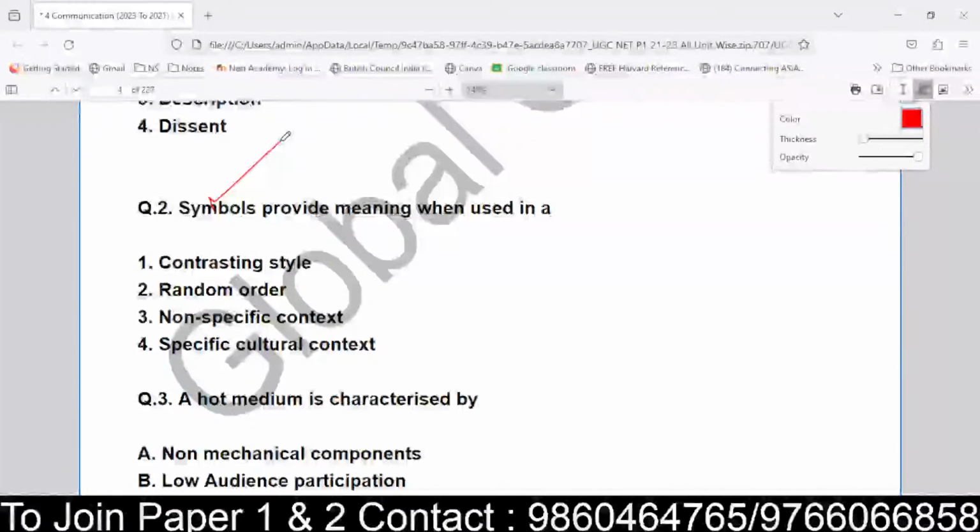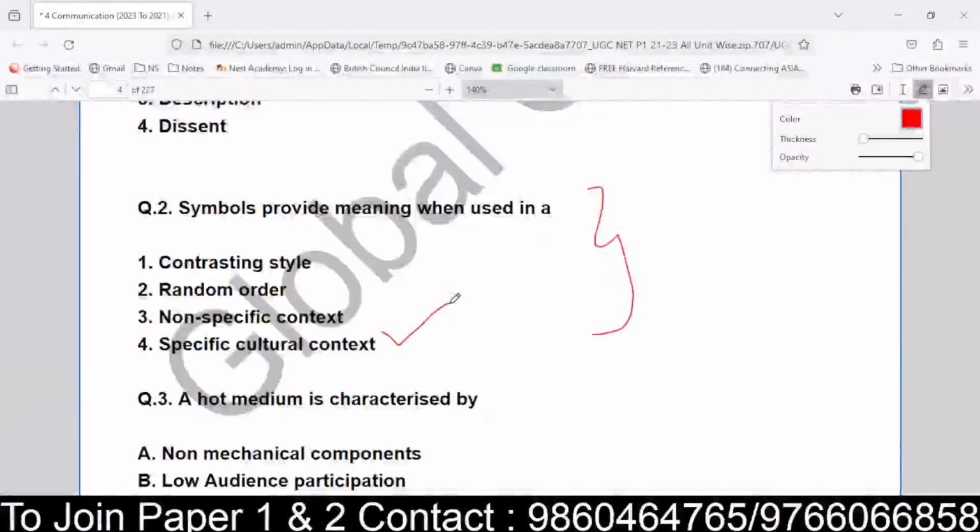Question number 2, symbols. We have already started with the next set. So a symbol provides meaning when used in what? Contrasting style, random order, non-specific context, or specific cultural context. So when we talk about symbols, it is basically a specific cultural context.